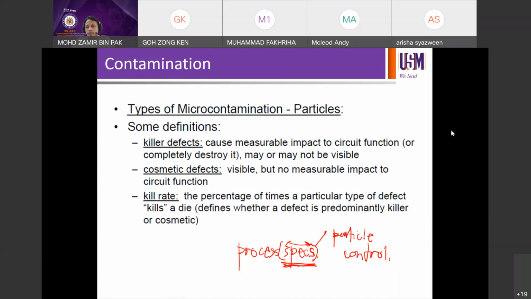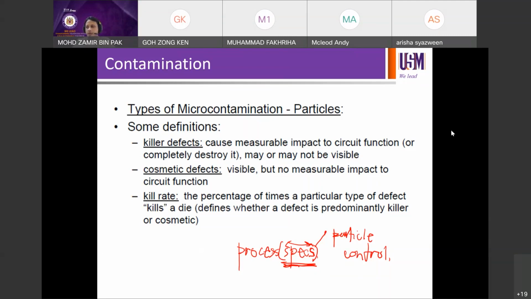So there will be hundreds of different specifications related to one department only. If you talk about lithography, for example, you'll probably see hundreds of different specifications on the process, on the measurement, on the equipment. And one of the specs is particle control. In particle control, you will see what sort of particles are tolerable, what sort are not tolerable, and how many counts we can afford to have on the wafer.